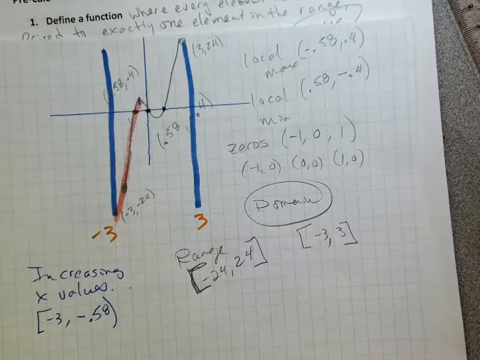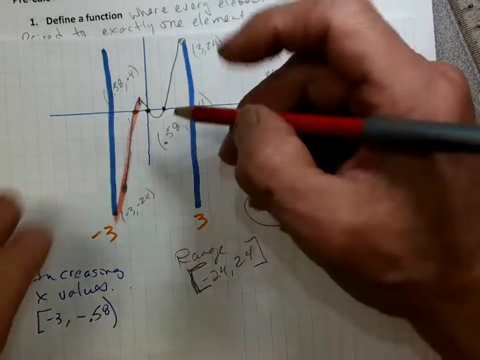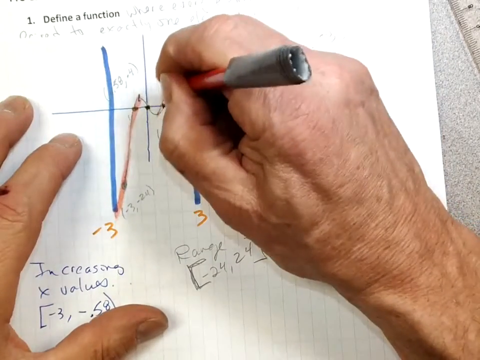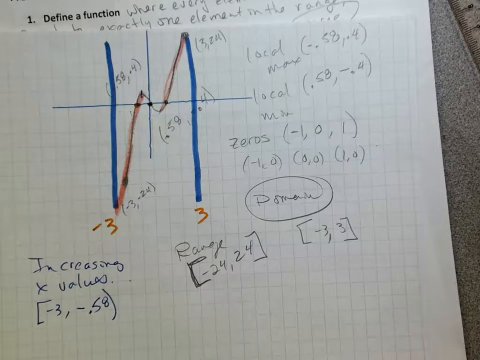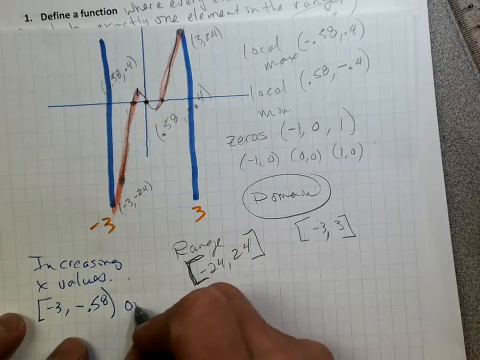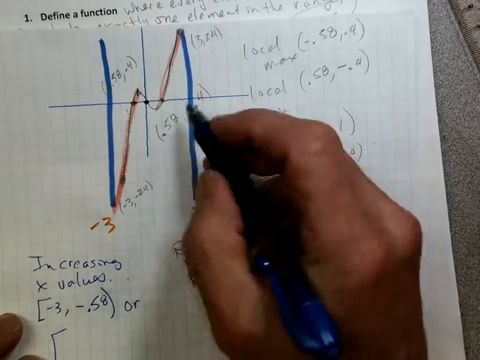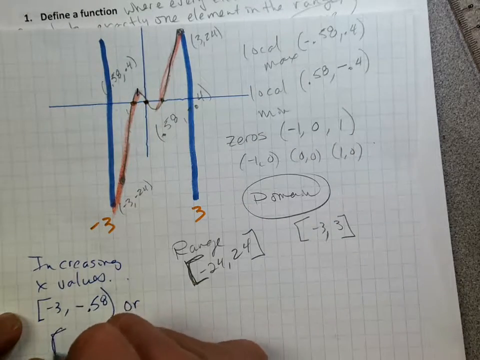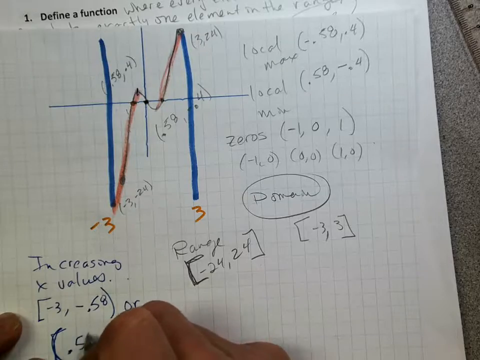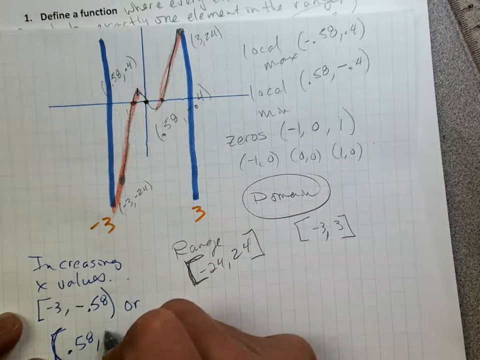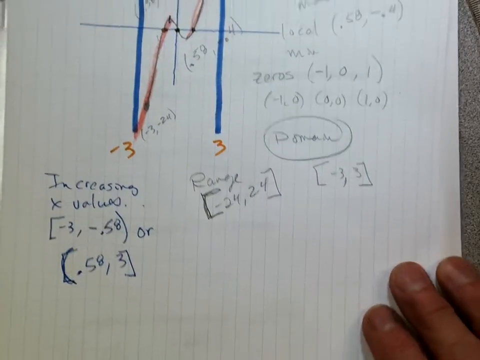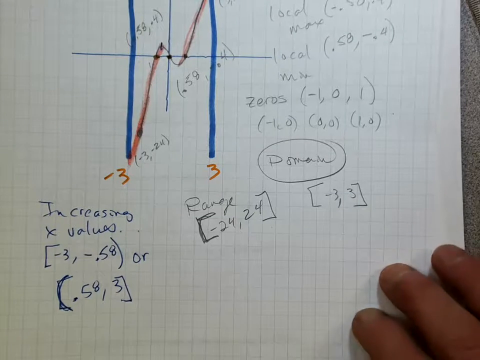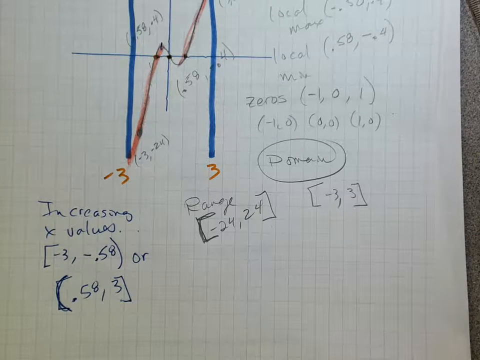Now it's also increasing from, you ready? It's increasing from here to here, right? See, it's going uphill from here to here. Again, we're looking for just the x value. We're going to say it's also increasing from positive 0.58 to positive 3. Now it keeps going up forever, but we're saying just within this interval. Can you guys see? How's that? Okay, that's the tricky one.